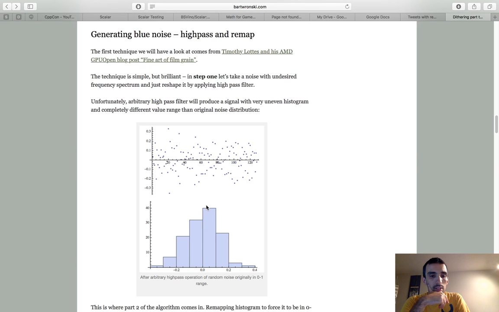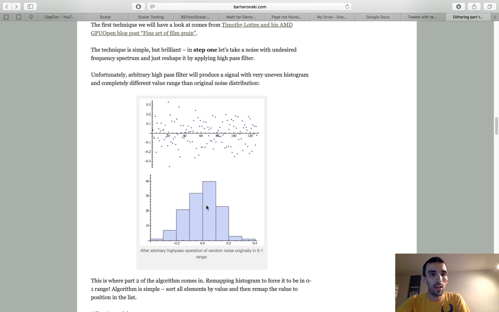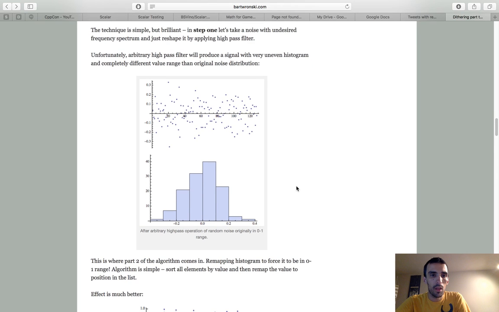So he has a technique for generating blue noise. Simple but brilliant. Step 1, let's take a noise with undesired frequency spectrum and just apply a high pass filter. That's one way to do it. An arbitrary high pass filter will produce a signal with a very uneven histogram and a completely different value range than the original noise distribution. Interesting.